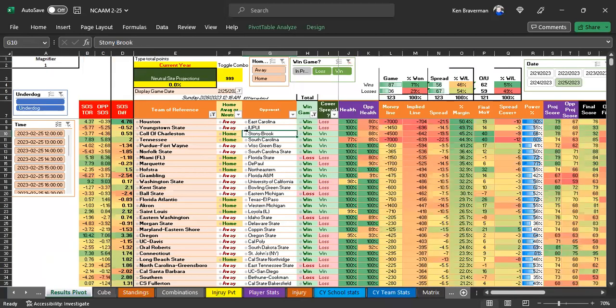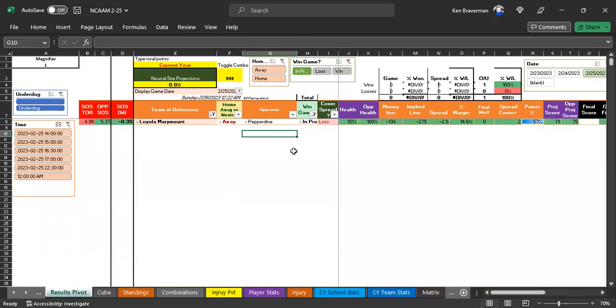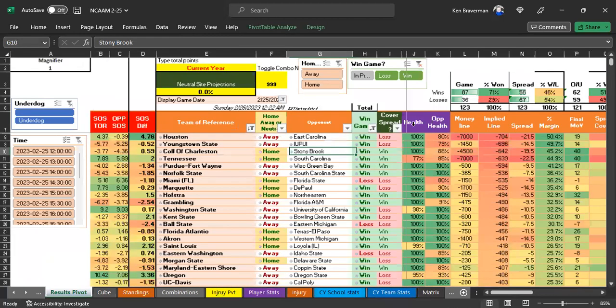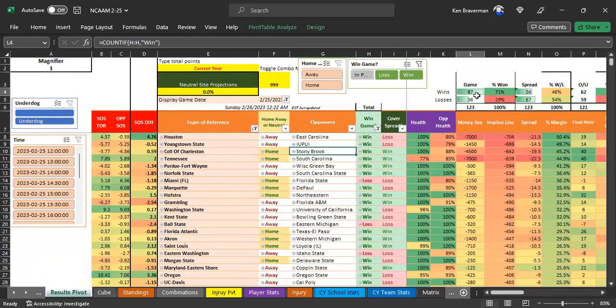How about college basketball? There's one last game going, with Pepperdine losing to Loyola right now. This is probably going to be a win for the algorithm. Rest of the games, 87 and 36. That's 71% of our games.